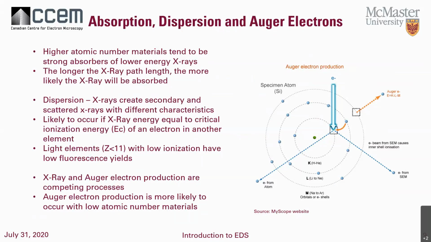Now, one other thing that you have to consider sometimes if you're looking at X-ray efficiency is that there's a competing process to producing X-rays, and that is Auger electron production. So Auger electron production is more likely to occur in low atomic number materials. So we have to consider that as well. So here we have an illustration showing that we can get Auger electrons instead.